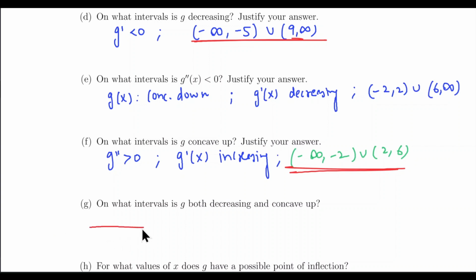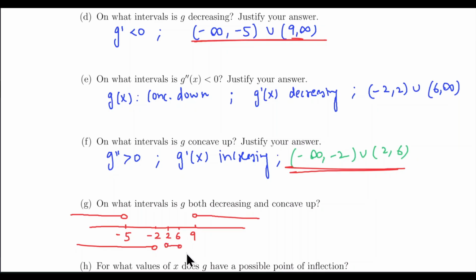I'm going to make a number line. I'm going to plot -9 and 9 first and say that it is decreasing from -infinity to -9 and 9 to infinity. And then for concave up, I'm going to plot -2 here and 2 and 6 here. So this is -infinity to -2 and 2 to 6. This is where it is concave up.